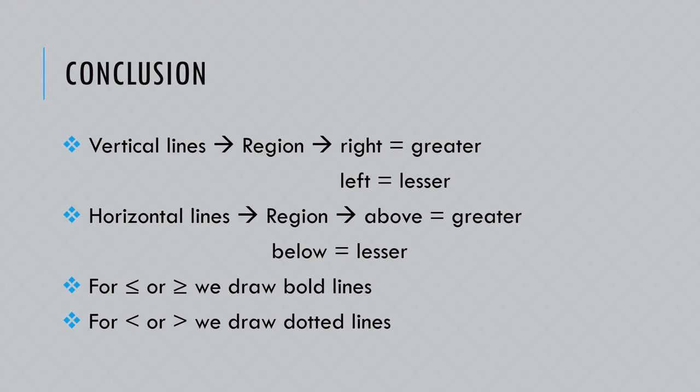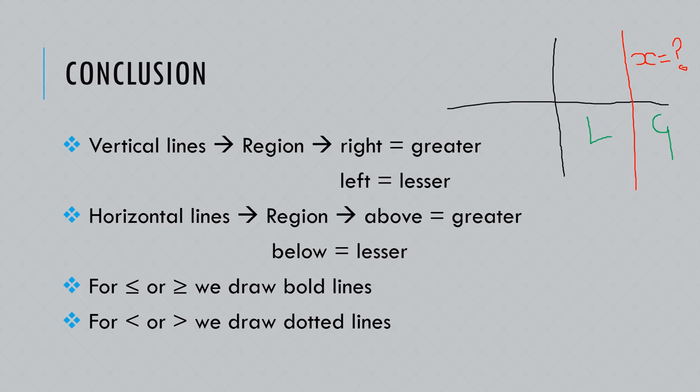After seeing this, vertical lines, that means x equals something. Let's say x equals something. The region on the right is greater. We just saw, I was telling you, left was shaded. So right is greater, left is lesser. You may take this as a pointer.